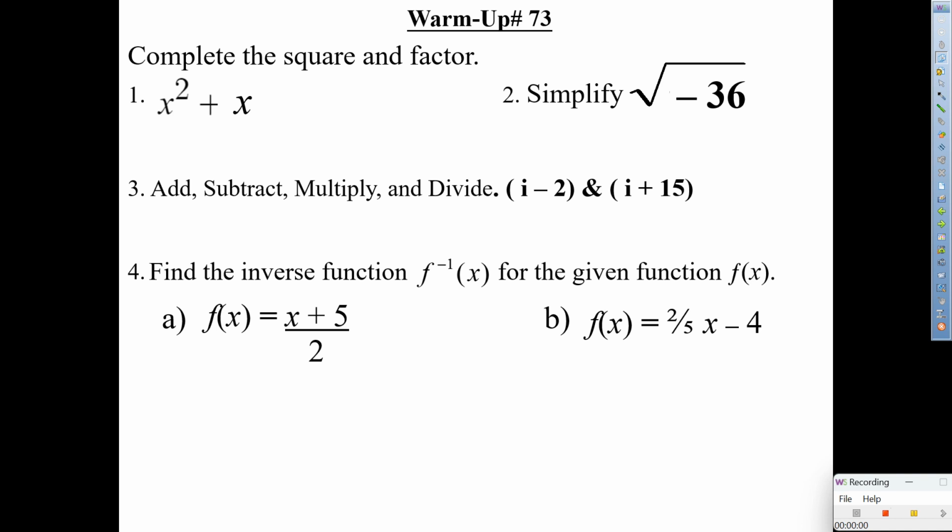All right, well, good morning, everyone. Welcome back to another exciting day in mathematics. Whoop, whoop.